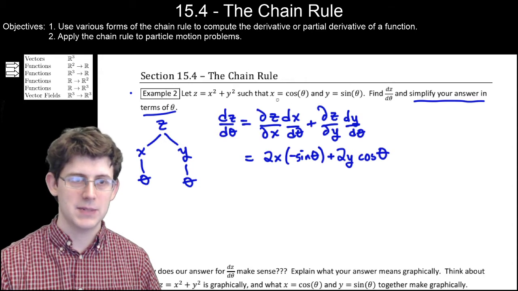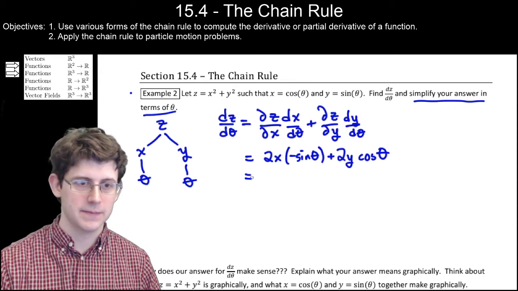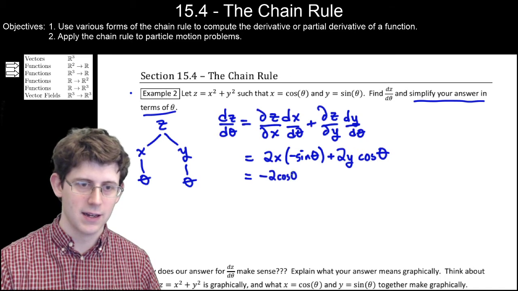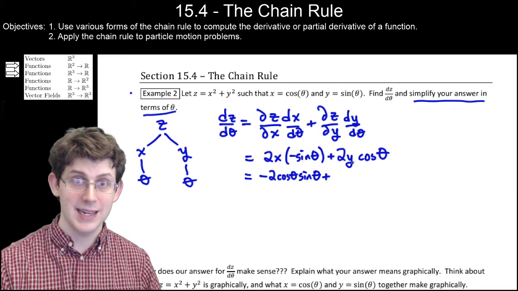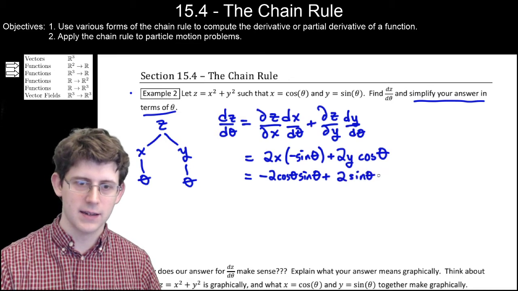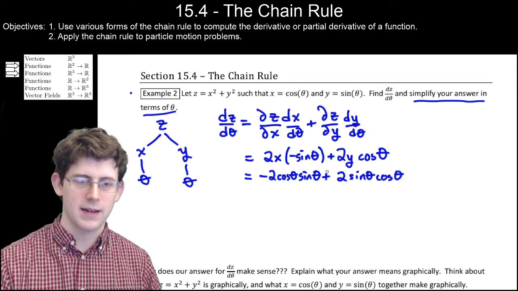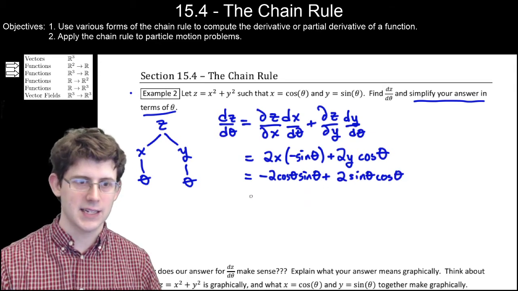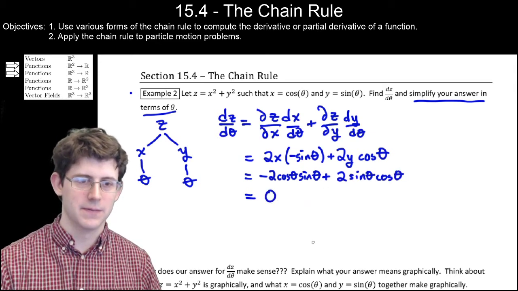So I substitute x equals cosine theta. This first term will now be minus 2 cosine theta sine theta. And substitute that y is sine theta. So I get plus 2 sine theta cosine theta. And those cancel. So dz d theta was 0. Great.